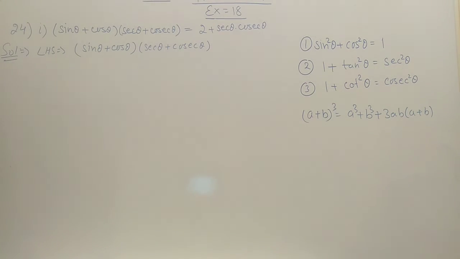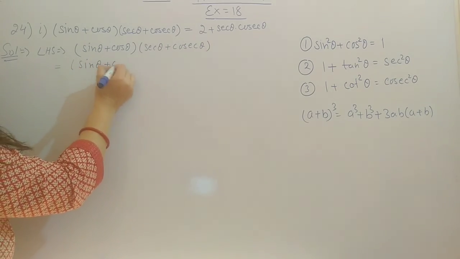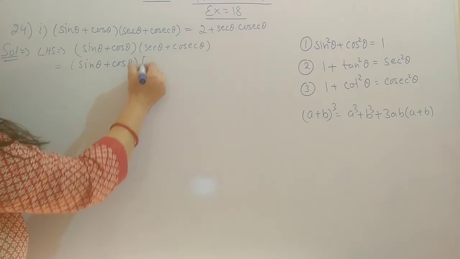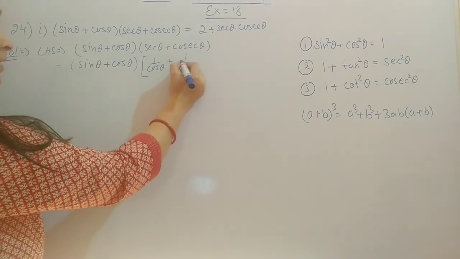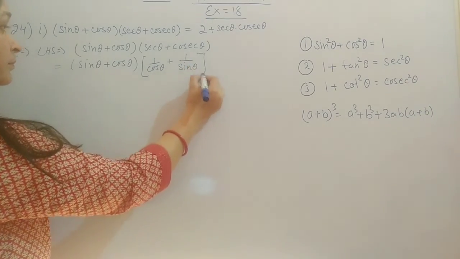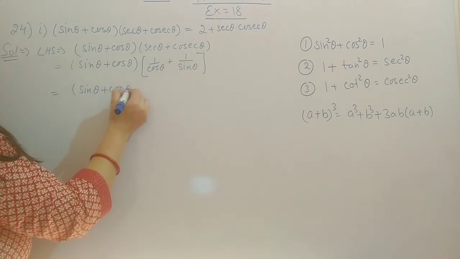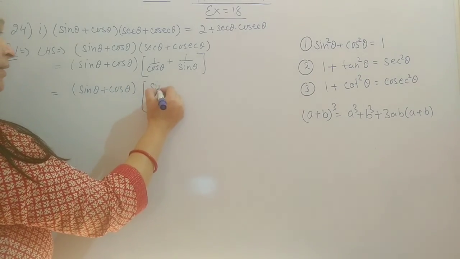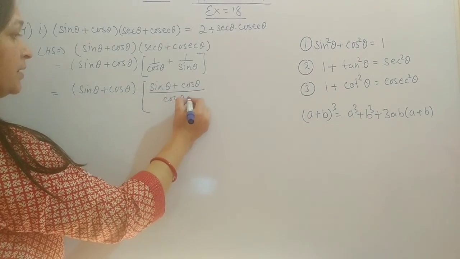Next, question number 24, first part: (sin theta plus cos theta)(sec theta plus cosec theta) is equal to 2 plus sec theta cosec theta. On the left side, the first bracket we will keep as it is, sin theta plus cos theta, and in the second bracket sec theta we can write as 1 by cos theta, and cosec theta we can write as 1 by sin theta. Now in the second bracket we can take the LCM. So it will become sin theta plus cos theta by cos theta sin theta.